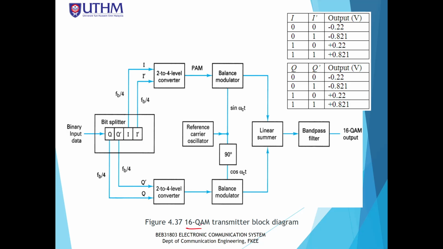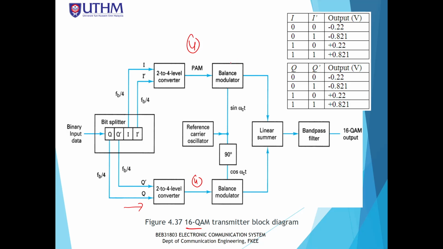16 QAM means that we have 4 input bits. The 4 input bits will be split into the I channel and the Q channel. So the bits would be split into Q, Q prime, I and I prime. Q and Q prime will go to the Q channel. I and I prime will go to the I channel, the in-phase channel. Then based on the level converter, it will produce a PAM signal which has 4 different variations of output voltage.